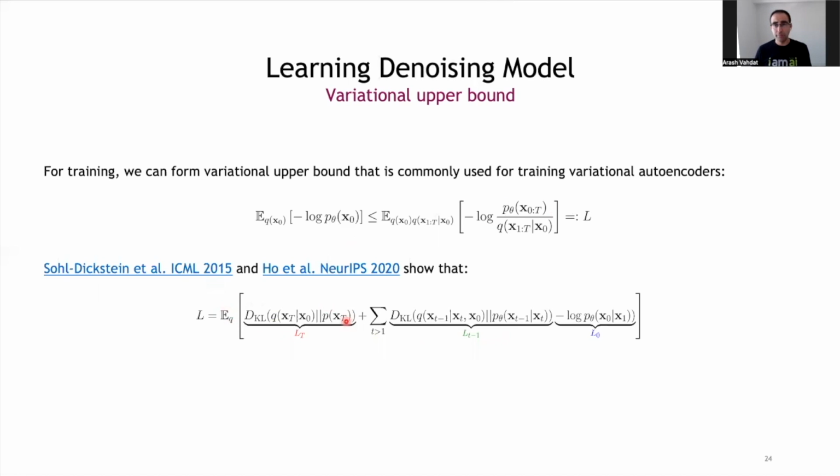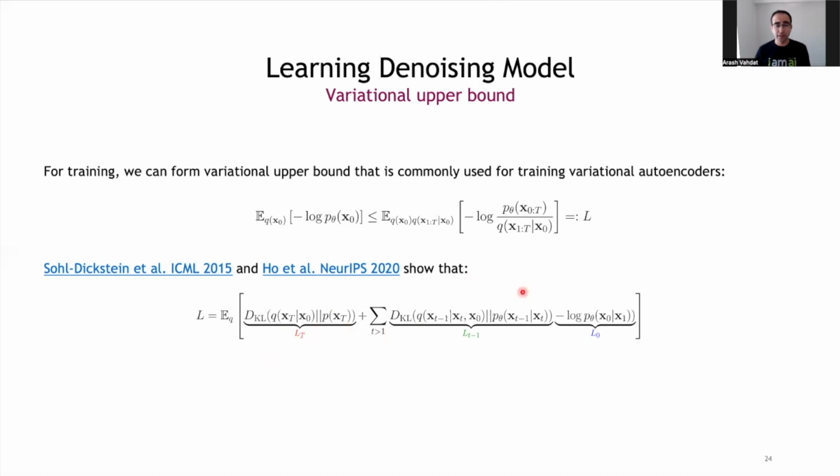The first term is simply the KL divergence from the diffusion kernel in the last step, x capital T given x0, to this base distribution x_T. Remember, by definition, the diffusion kernel for x capital T converges to a standard normal distribution, which is the same distribution we assume for x_T. So we can completely ignore this term, because by definition the forward process is defined such that at the end of the process, samples converge to a zero mean, unit variance distribution.